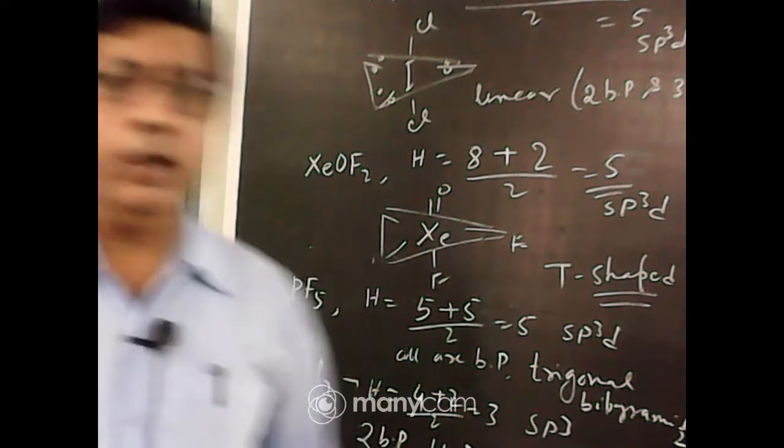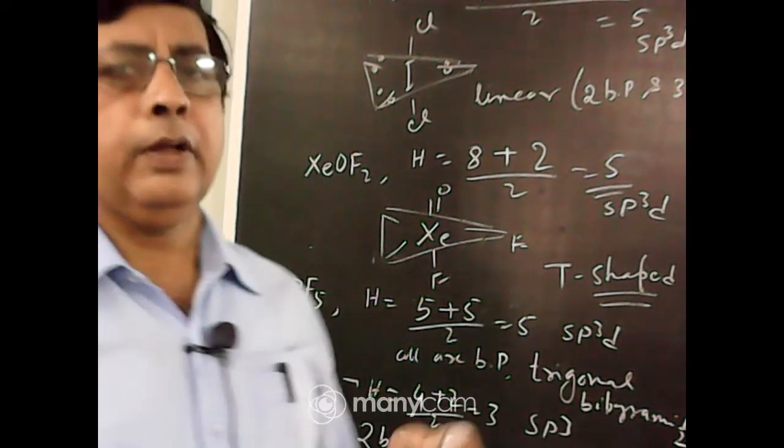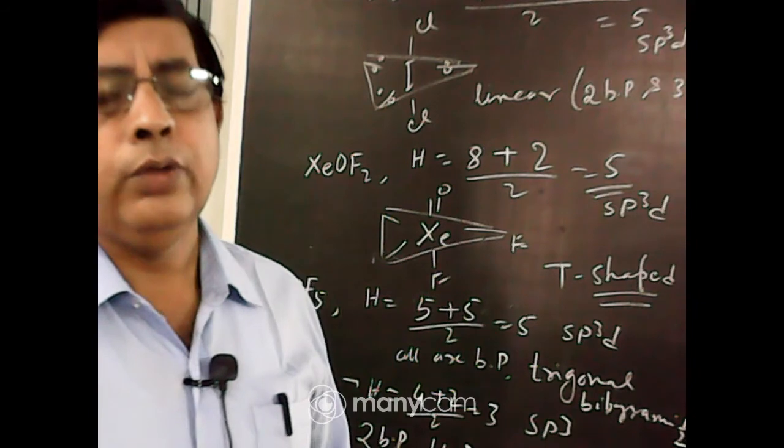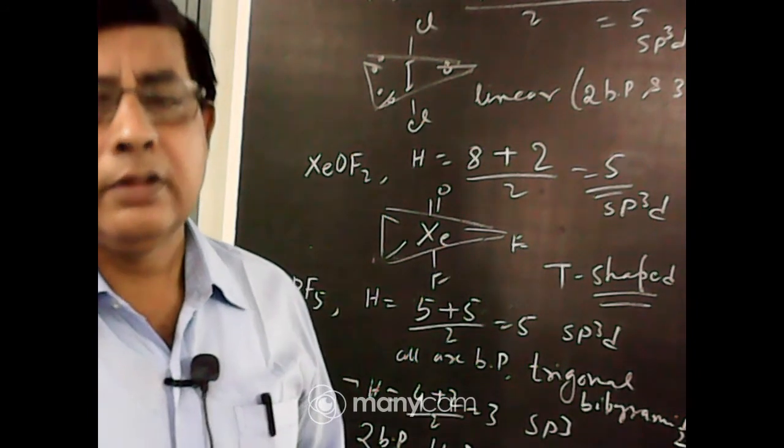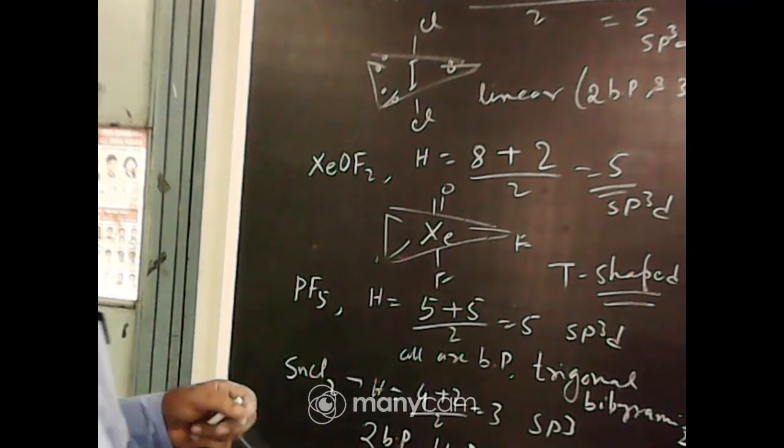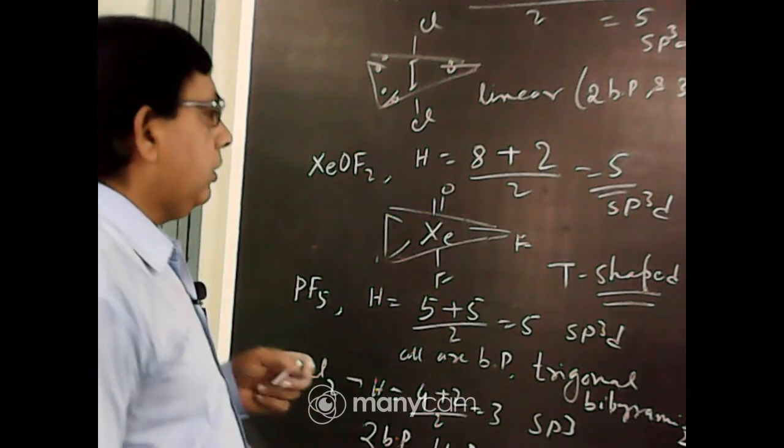In this way, this is very important for the chemical bonding part. In this way, we can calculate both the state of hybridization of the central atom and the ideal shape or distorted shape.